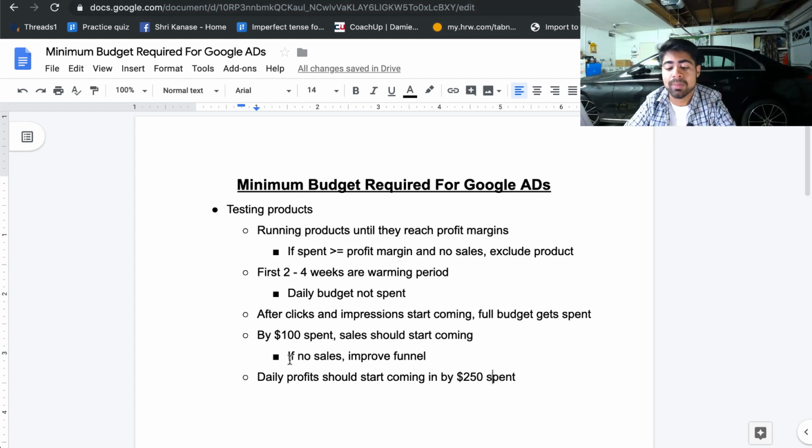That was exactly the case, where by $100 spent, I was already getting a good amount of sales, and by $250 spent, I was getting a good amount of profits every single day. But again, by $250 to $500, and that is the sweet spot when it comes to Google Ads, you should start to see some money and possibly some profits come in. But definitely the minimum budget required to be successful with Google Ads is a minimum of $250.